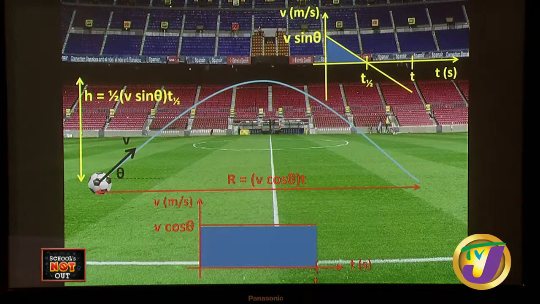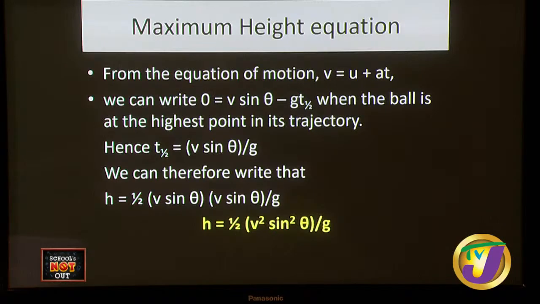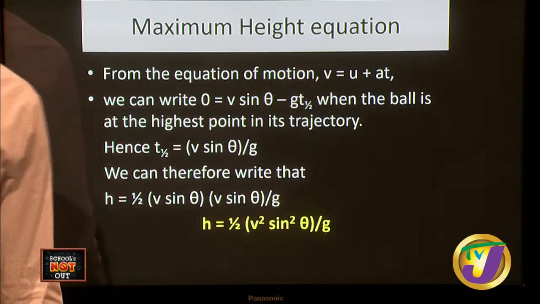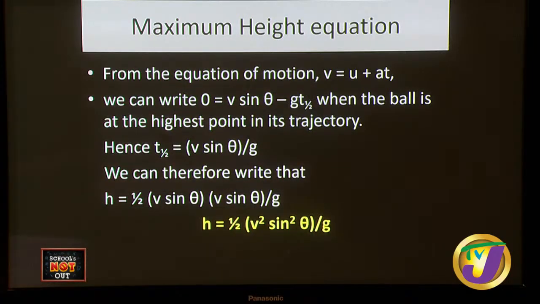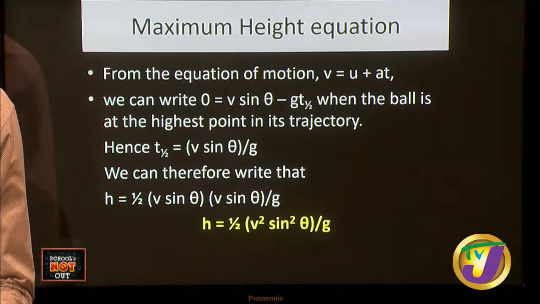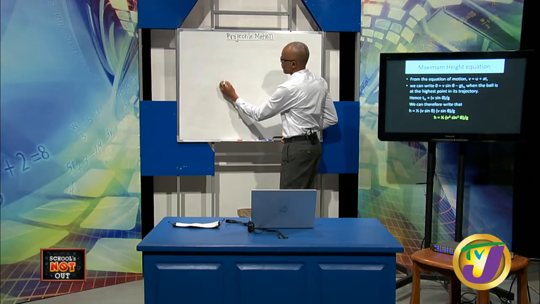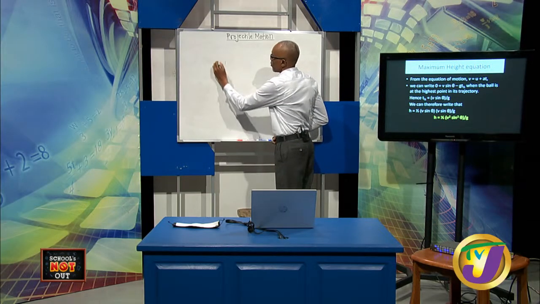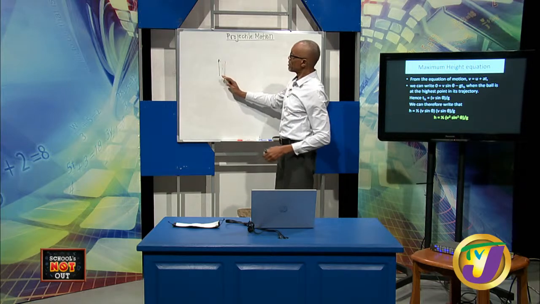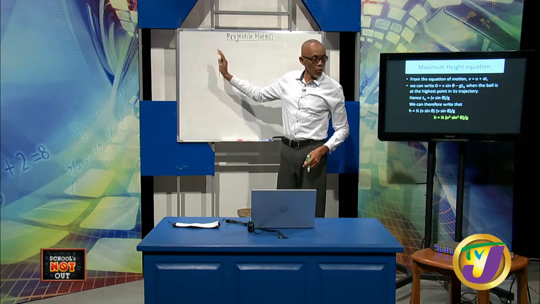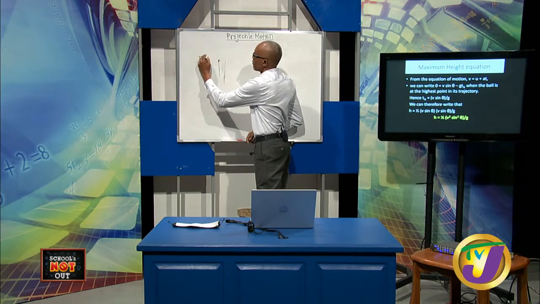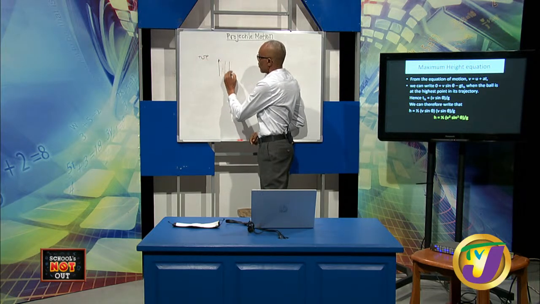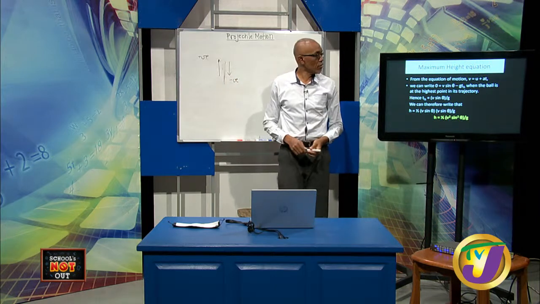So here we'll do a little math, or use some of our equations. Now, for going up, we can use the equation v is equal to u plus at. When the ball is going up, remember we're looking at the vertical component now. Any vector that is in the direction of upwards will be positive, and any vector that is downwards will be negative.